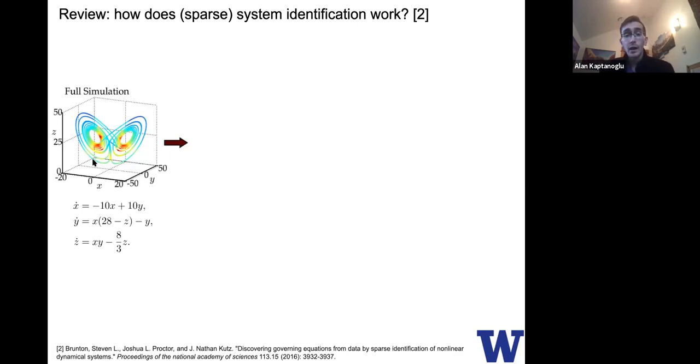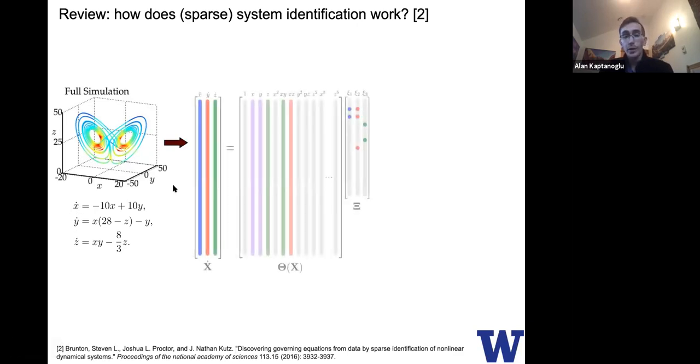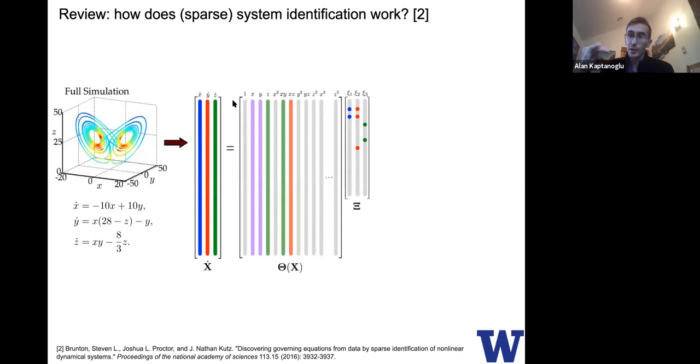Basically, you have some simulation or experimental data. It's evolving according to some underlying governing equations, which for the Lorenz attractor, we'll pretend we don't know for a second. Then you just take some measurements of the data. We take measurements of x dot, y dot, and z dot. We arrange that into some matrix big X dot. So here are your measurements arranged as columns. You've taken these measurements at some time snapshots.